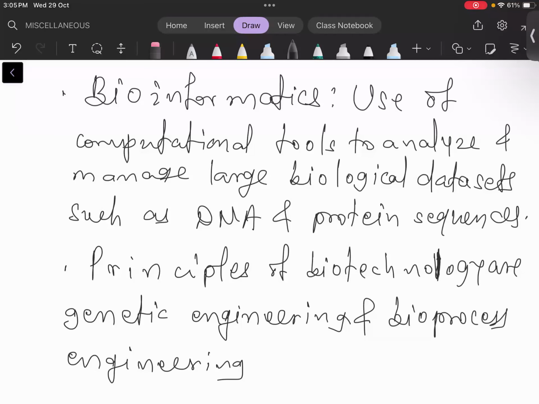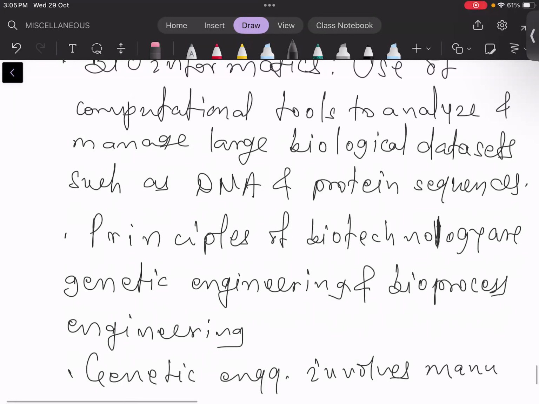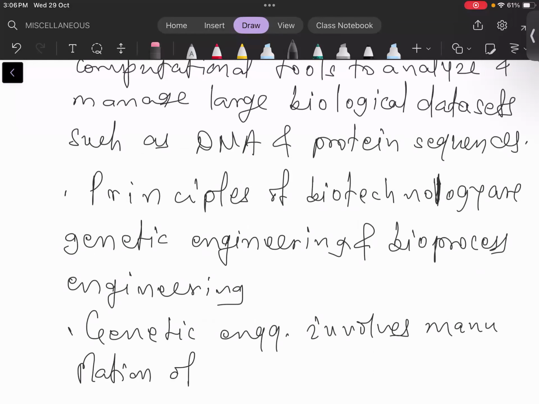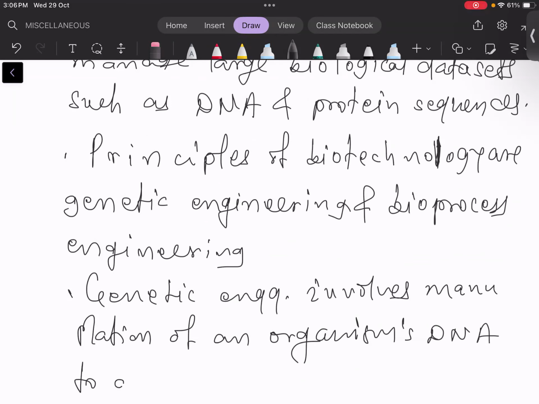Genetic engineering involves manipulation of an organism's DNA to alter its trait. Trait means characteristics.